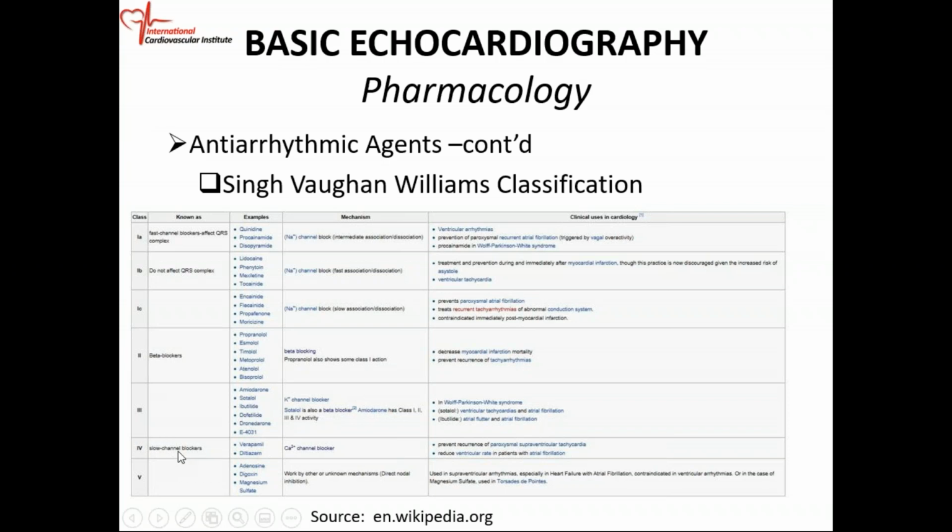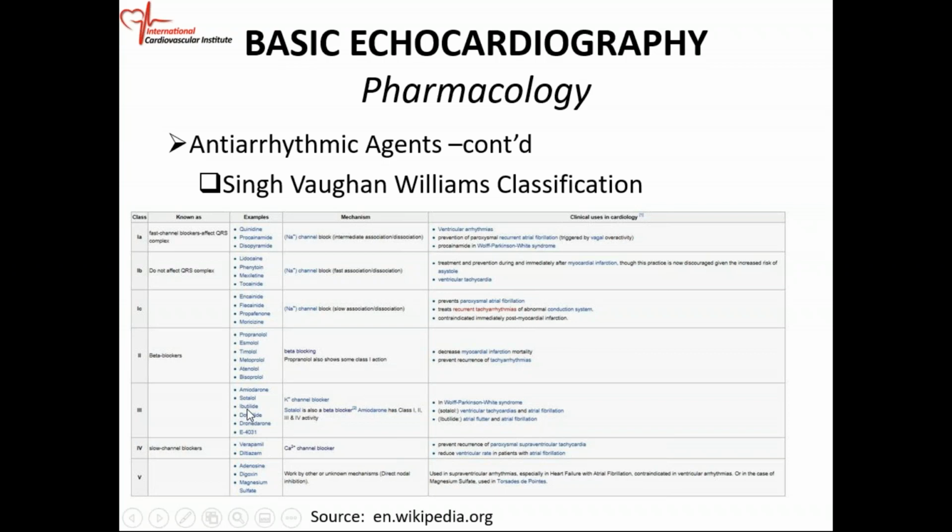And then your class 4, which is the calcium channel blockers. The ones we're talking about are verapamil and diltiazem. And then your class 5 includes adenosine, digoxin, magnesium, and all that. Some of these medicines we use more than others. 30 years ago, everybody was on quinidine, procainamide, and disopyramide. And these patients were dropping dead, and they probably didn't know what was killing the patient. Quinidine is a deadly medicine. But 30 years ago, we didn't have many options.